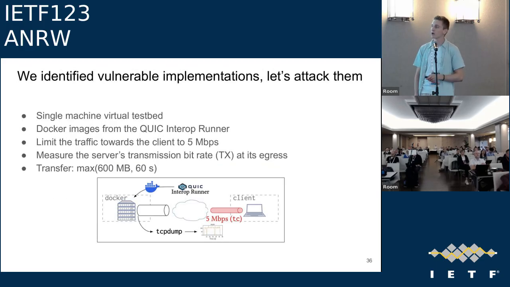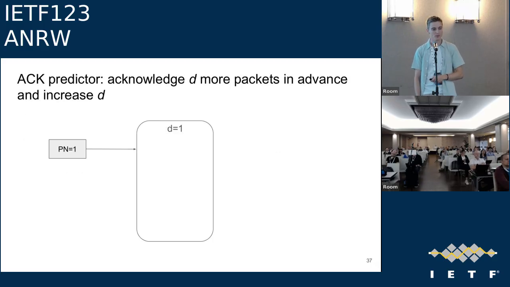Now that we identified them, of course, we want to attack them. For this, we use a single machine virtual testbed to be sure that we don't do real stuff on the internet. And we leverage these Docker images from the Interop Runner. As you can see on the figure, we limit the bandwidth between the middle node and the client to 5 Mbps. And we measure the transmission bitrate of the server at its egress before the bandwidth limit.